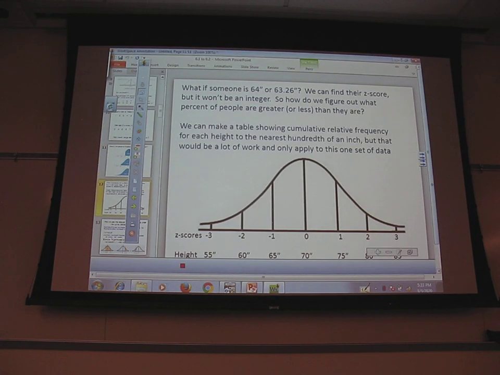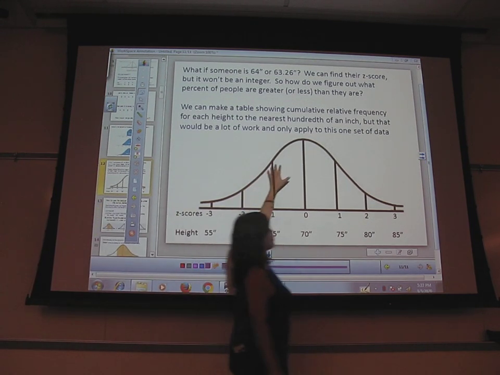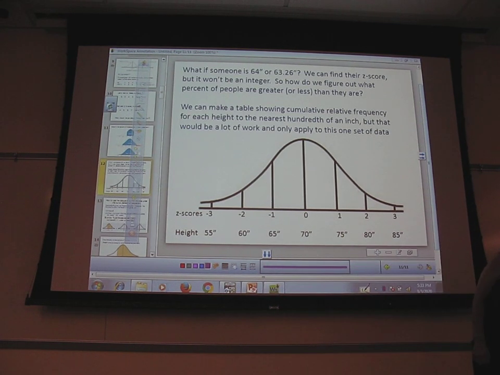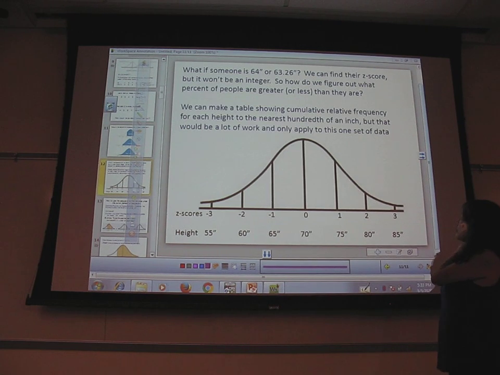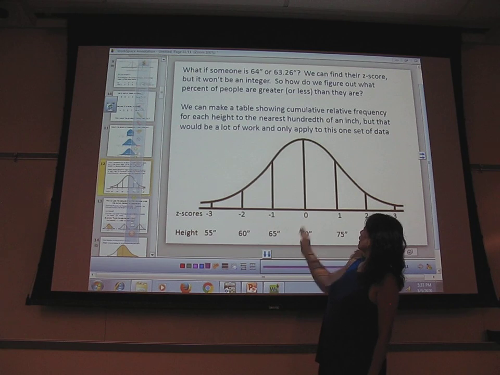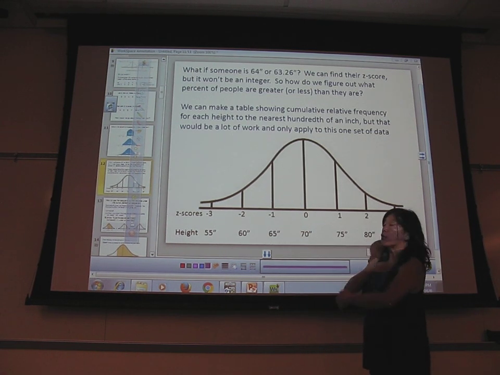What else about normal distributions? You remember that if I add up all the area underneath the curve, it adds up to what? 1, or 100%. Good. So how many people have a z-score less than 0? 50%. Good.